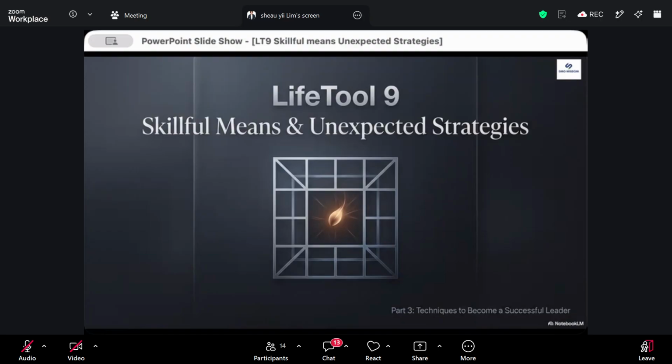Okay. All right. So actually, as we know, Automatic Leadership Level 8 is divided into 3 parts. And we are still in part 3, the technique to become a successful leader. And Life Tool 9 is the final Life Tool for this technique to become a successful leader. So it has a very interesting name called skillful means, unexpected strategy.